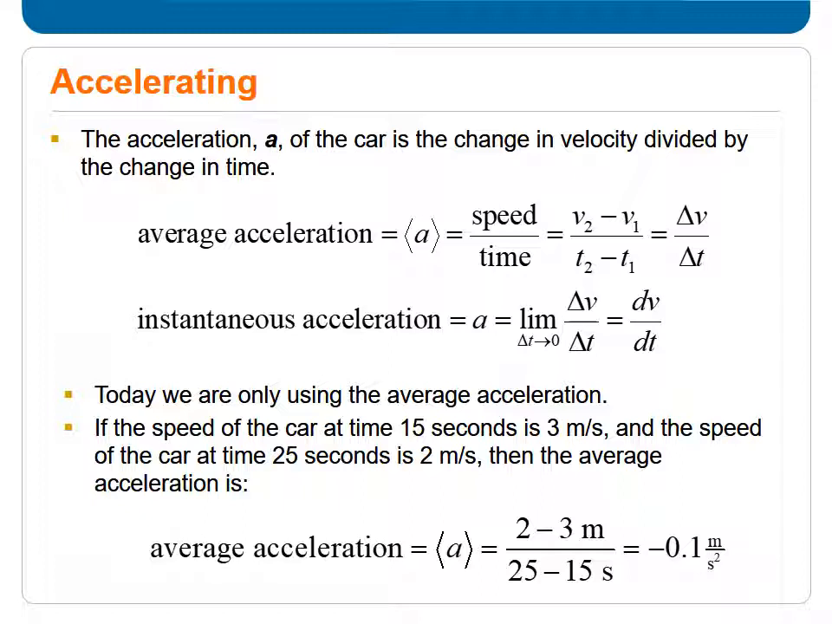If the speed of the car at time 15 seconds is 3 meters per second and the speed of the car at time 25 seconds is 2 meters per second, then the average acceleration is negative 0.1 meters per second squared.